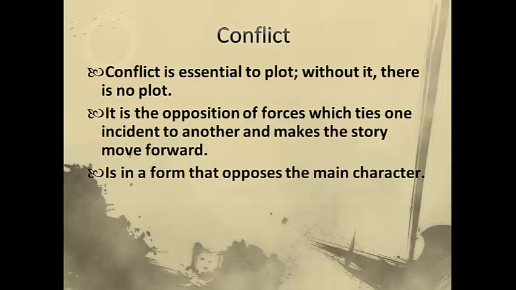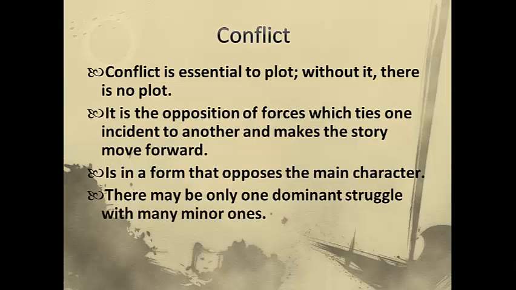Conflict is in a form that opposes the main character. That's what's going on. The main character is trying to resolve conflict. And sometimes there's only one dominant struggle, one big conflict going on, and sometimes there's lots of little conflicts going on. So in the story when Zachary Beaver came to town, we had the conflict of Zachary Beaver, of Paulie running off and leaving Zachary Beaver behind.